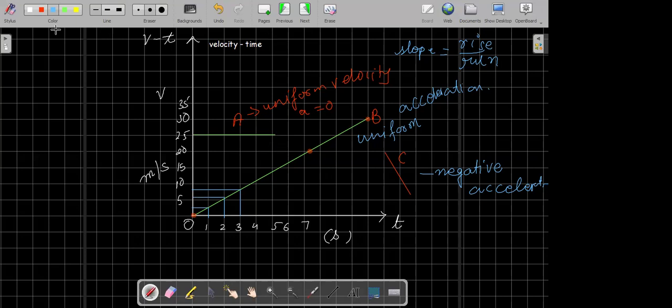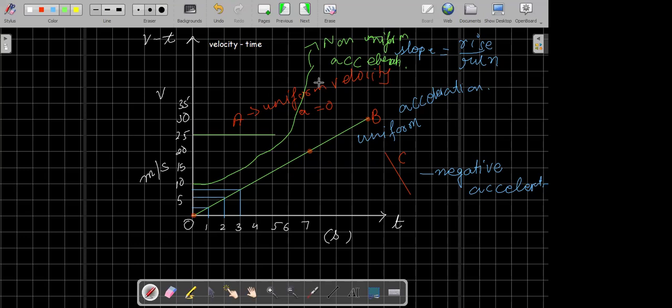Just one more example. What if I take a non-linear graph, something like this? So what do we expect from this graph? Sir, non-uniform. Yes. So this graph shows non-uniform motion or non-uniform acceleration. Graph B also represents uniform acceleration, but the last graph represents non-uniform acceleration. Here acceleration is also not uniform.